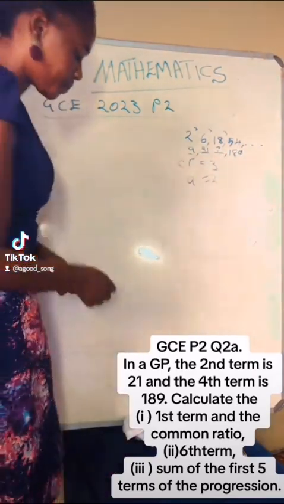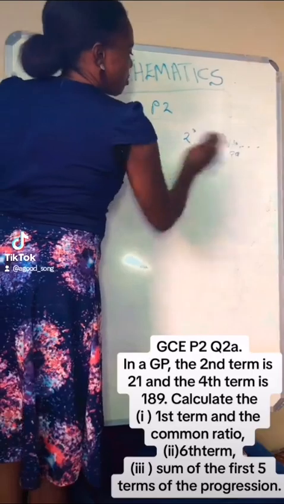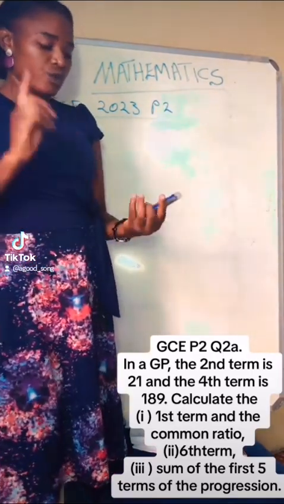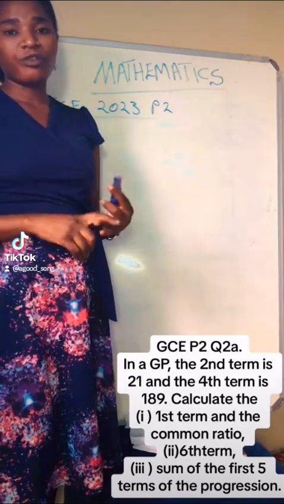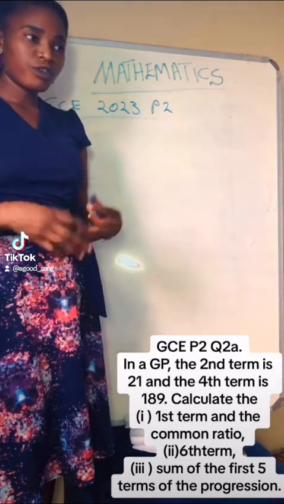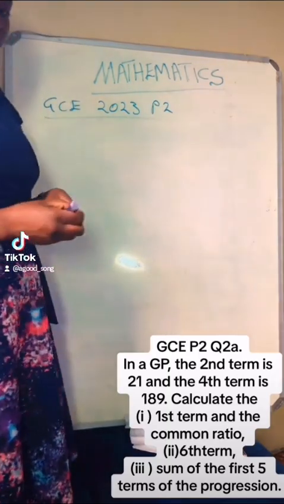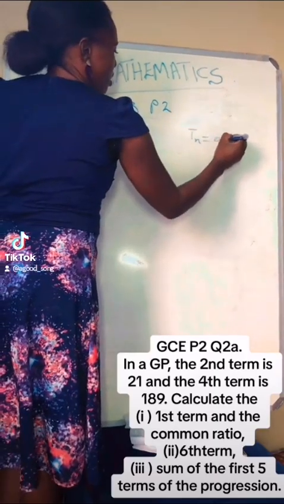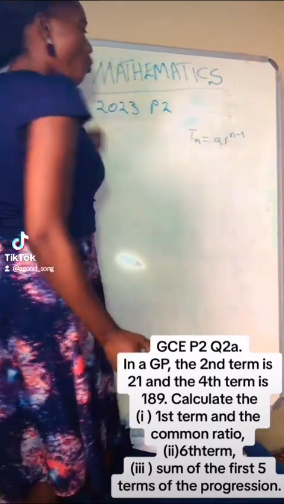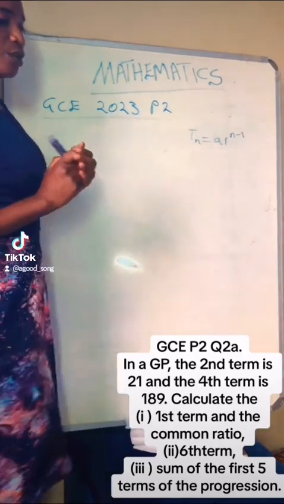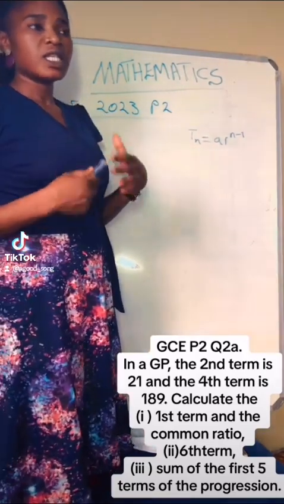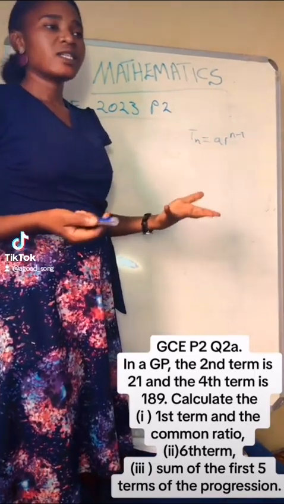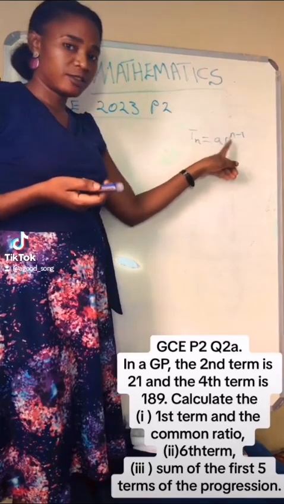The next thing that we need to remember is the formulae used in geometric progression. So we need the formula for finding the nth term and the formula for finding the sum of given terms. So the formula for finding the nth term is Tn equals ar to the power n minus 1. So n stands for the term you want to find. If I want to find the second term, then n will be 2. So I put 2 there. If I want to find the 10th term, then n will be 10.